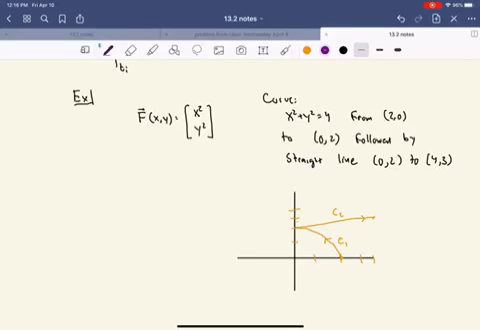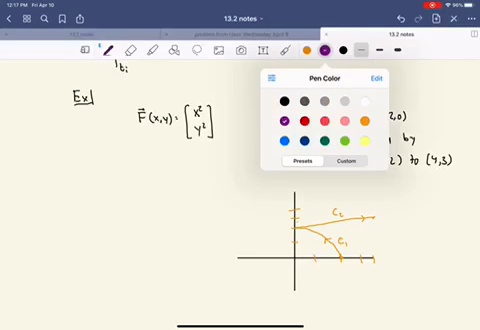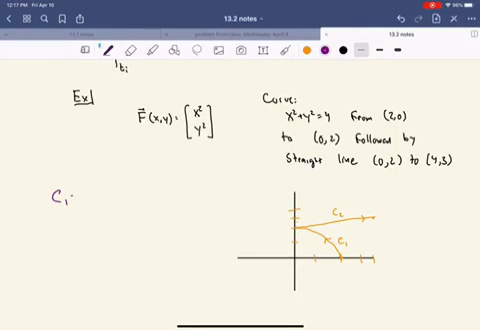All right, so now we're here. C1 is, well, x is going to be 2 cosine t, y is going to be 2 sine of t, and here t goes from 0 to pi over 4. Okay? Now we're going to have a C2.